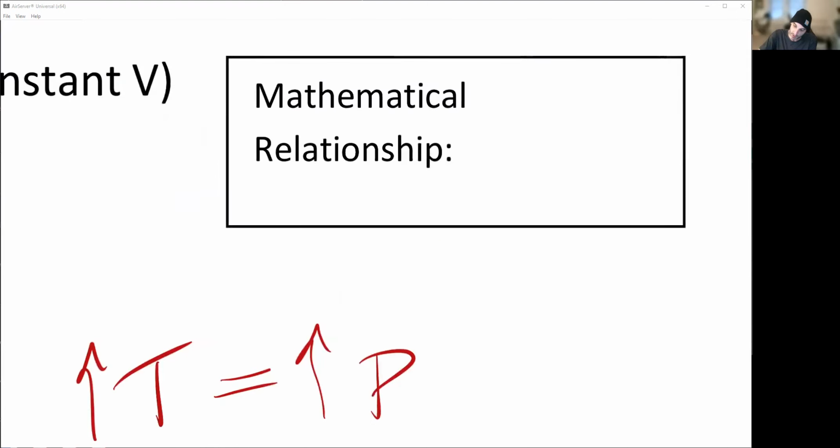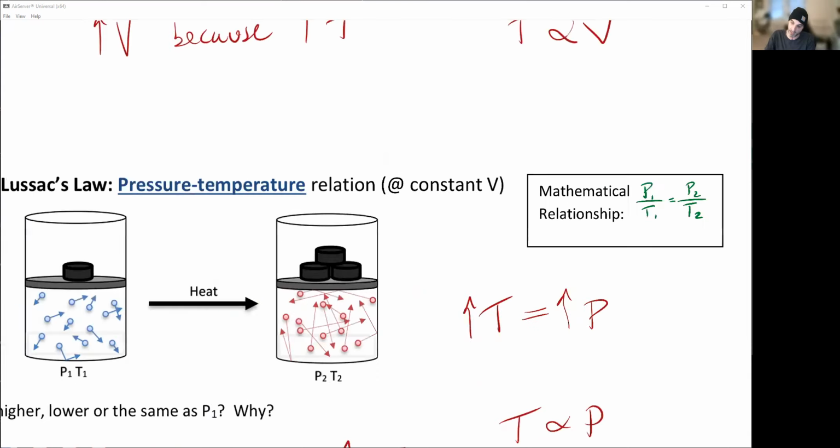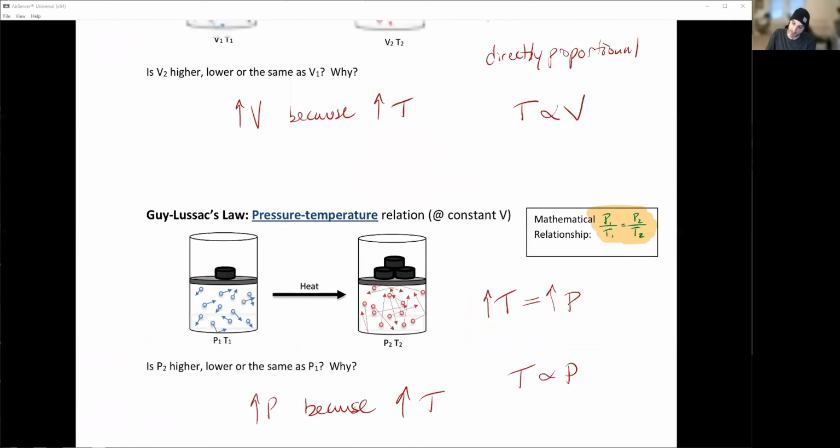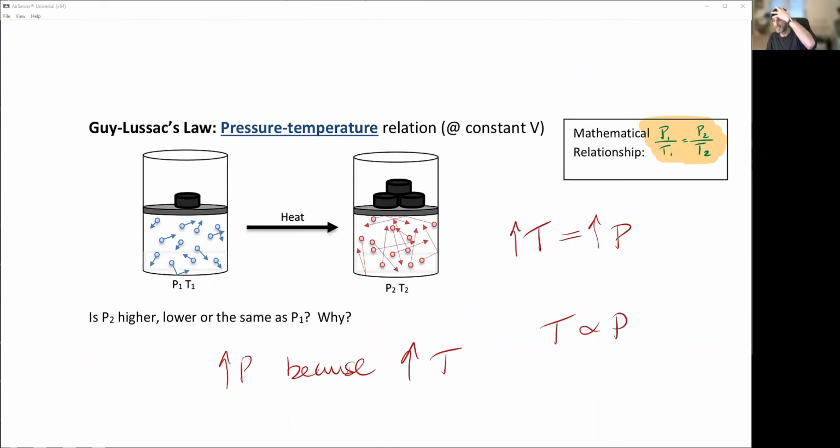Pressure and temperature, P1 over T1 equals P2 over T2. Okay, so again, pressure and temperature relationship, by having a constant volume, we see an increase in pressure.